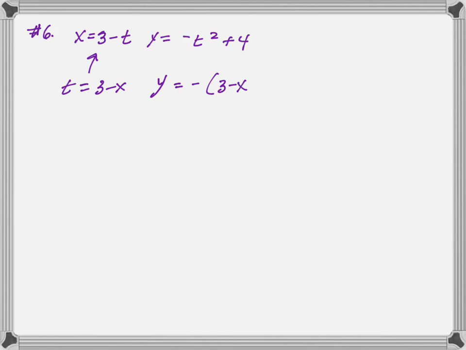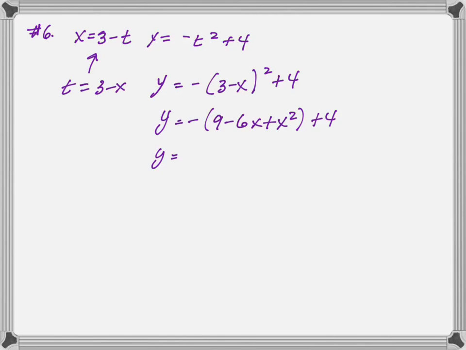Number 6, we have x equals 3 minus t, and y equals negative t squared plus 4. So solve x for t. We get t equals 3 minus x. So y equals negative (3 minus x) quantity squared plus 4. Be careful with your negatives there. So y equals negative 9 minus 6x plus x squared plus 4.